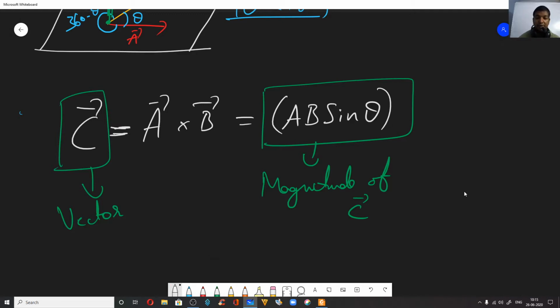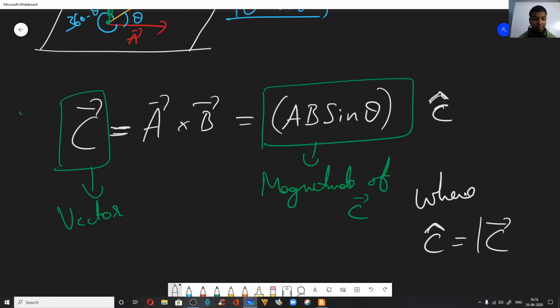You know it. We'll specify it by using C cap. You can write C cap, where C cap is the unit vector pointing in the direction of vector C. So you can write it as the vector C divided by its magnitude. So this is complete.